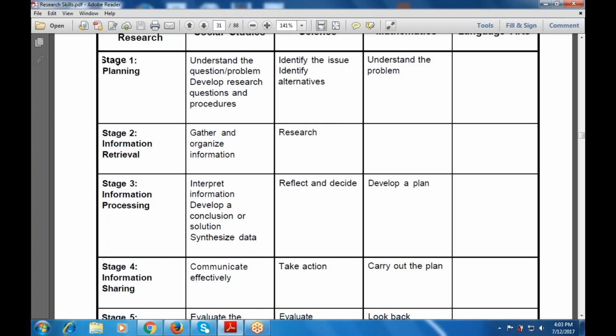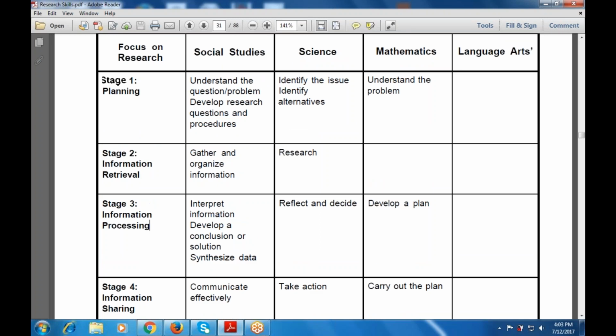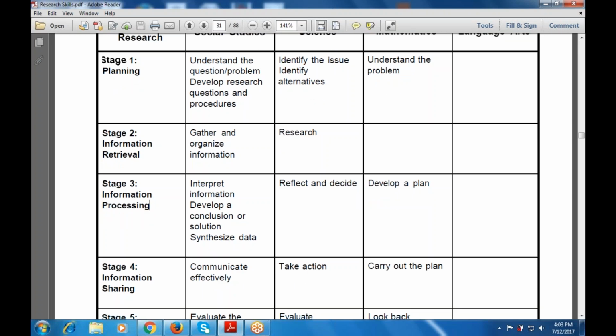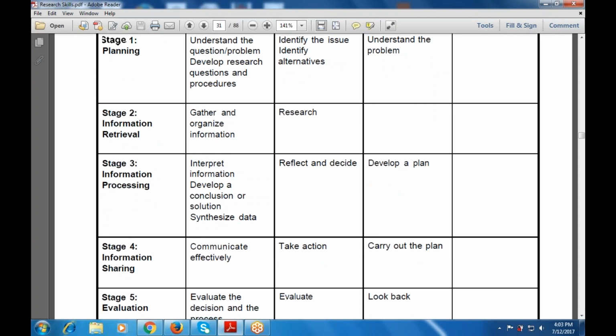Stage 3 is information processing. So this is to interpret the information, develop a conclusion or solution, and synthesize the data. Then reflect and decide, and at last develop a plan. This is stage 3, information processing.